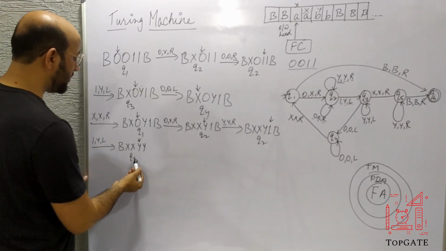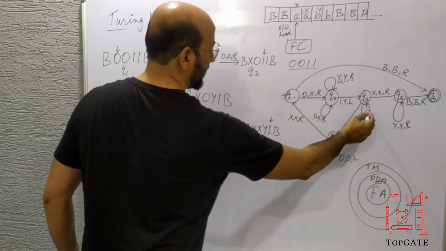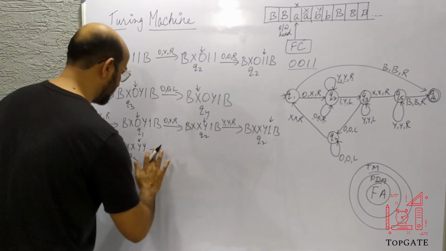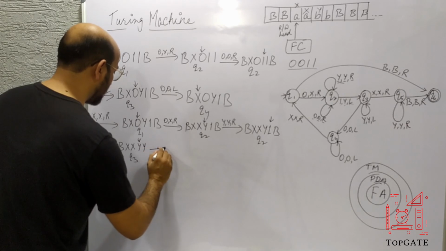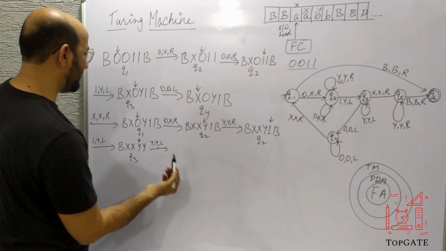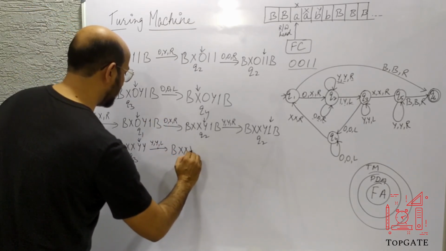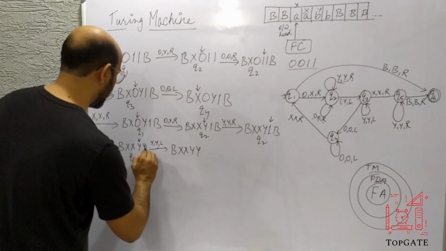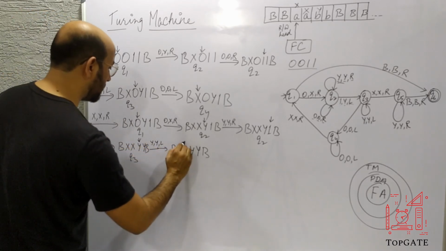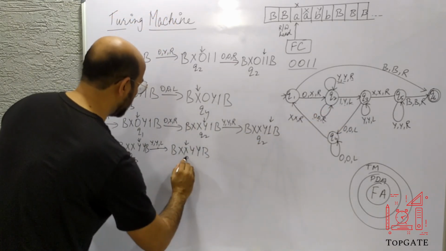Now at state Q3 input for Y, we have Y comma L, so that is a self loop. So I'll write Y comma R, that is Y should be Y and move to the left side. I'll write B X X, this Y, then again Y, then B, and earlier it was on this Y, it will now come on to this X, and the state will be Q3 only because it is a self loop.